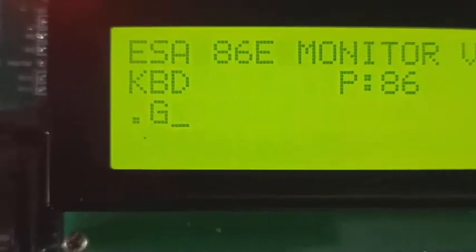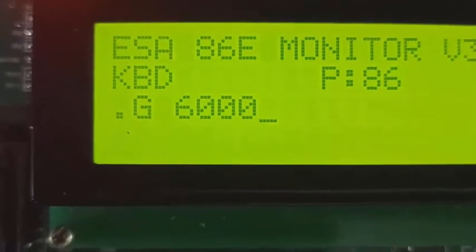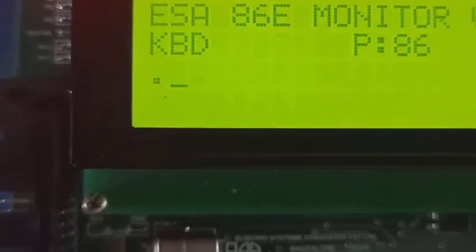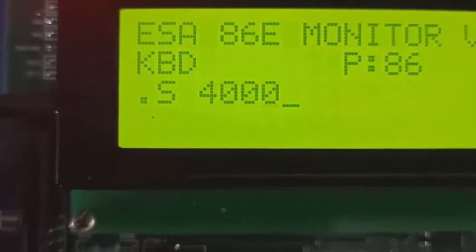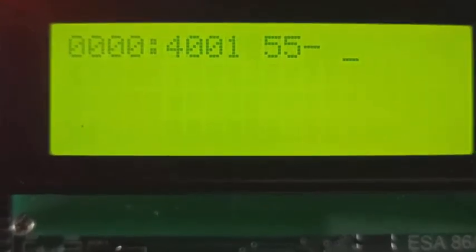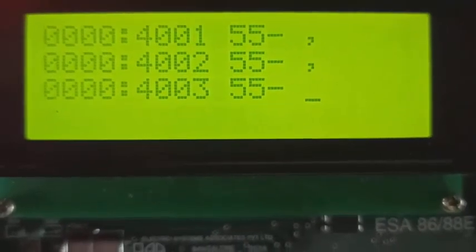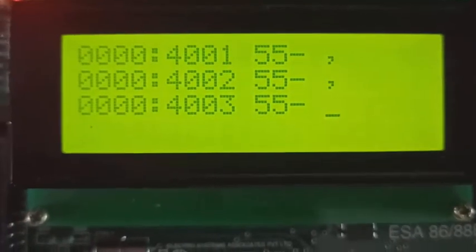Now let's execute this using the G command, with the starting address of the program, enter. After execution, check the output in memory location 4000, given for DI. It gives you 55, 55, 55, 55. This is what we get. So this is about multi-byte addition.